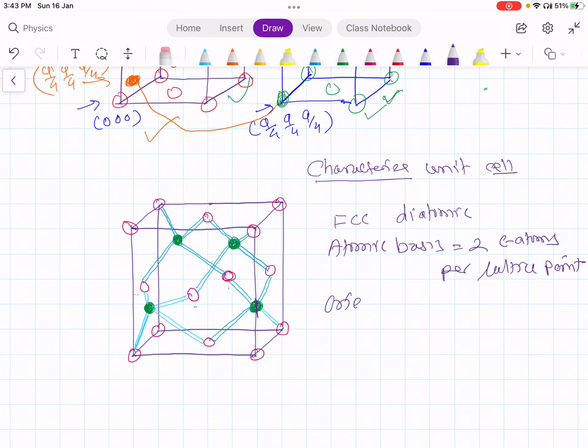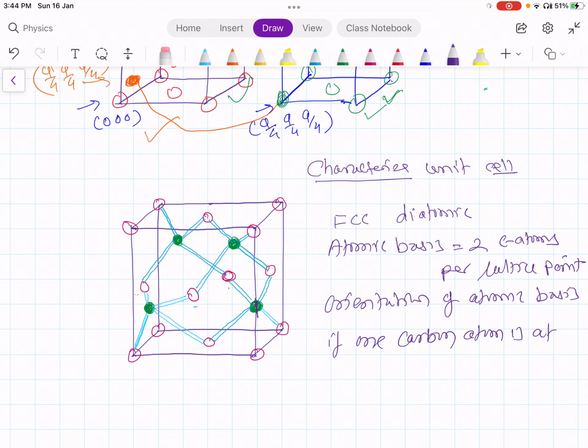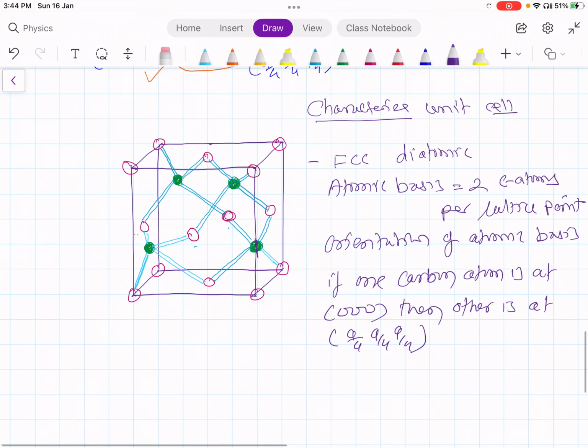Then the orientation of the atomic basis. If one carbon atom is at 0, 0, 0, then the other is at a/4, a/4, a/4. No need to mention vice versa because both are carbon atoms. So that is the orientation of the atomic basis.